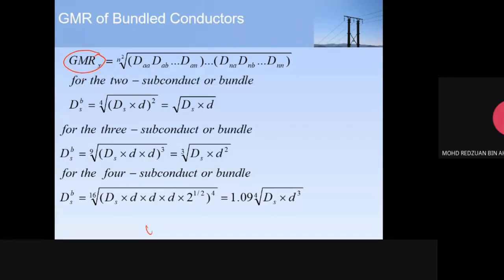Now for the bundle conductor, I go straight to the point. For a bundle conductor, we have to calculate DS for bundles. Before this, our DS for a solid conductor is equal to R prime, or R exponent minus 0.25. Okay, this is our DS. Now for a bundle conductor, we cannot use this formula anymore. We have to use this formula to calculate DS.